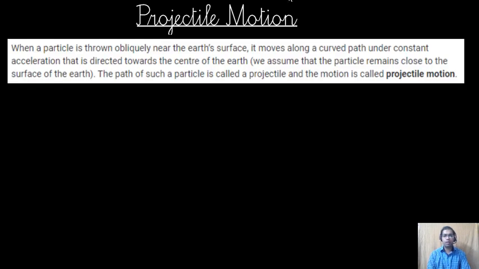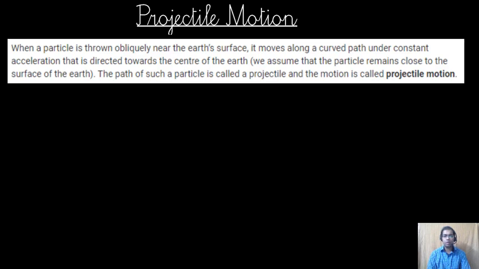According to the definition, when a particle is thrown obliquely near the Earth's surface, it moves along a curved path under constant acceleration that is directed towards the center of the Earth. We assume that the particle remains close to the surface of the Earth. The path of such a particle is called a projectile and the motion is called projectile motion.